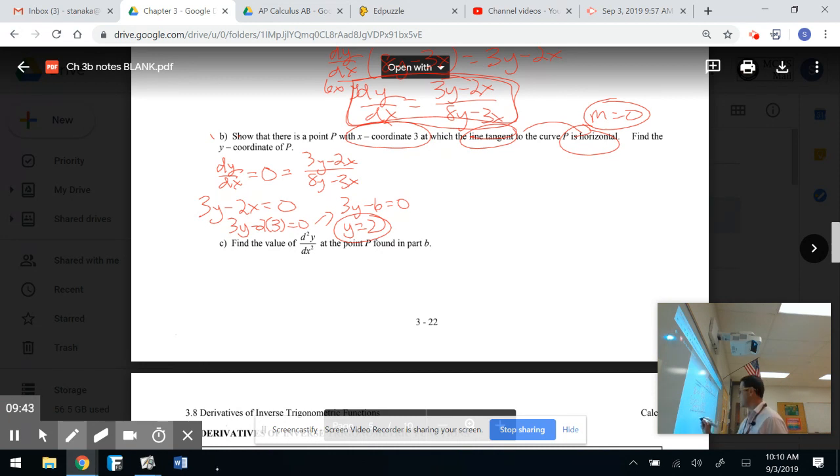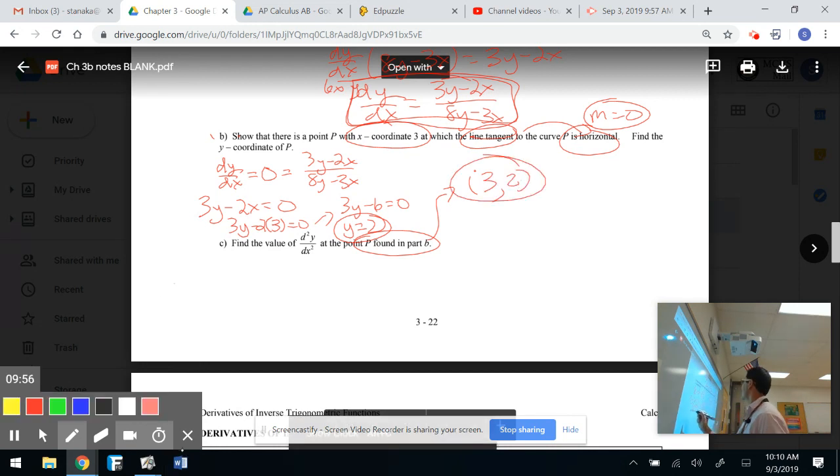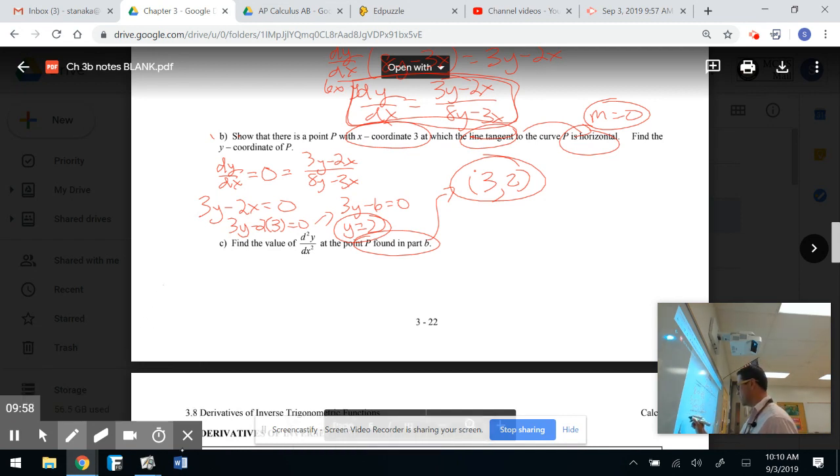So let's go ahead and find the second derivative, and it says to find it at the point P found in part B. And our point P would be, what would it be? It was 3, because that was the x coordinate, comma 2. Okay, so we're going to have to use that in this piece. But I get to do a lot of the fun first, right, class? Let's find the second derivative.